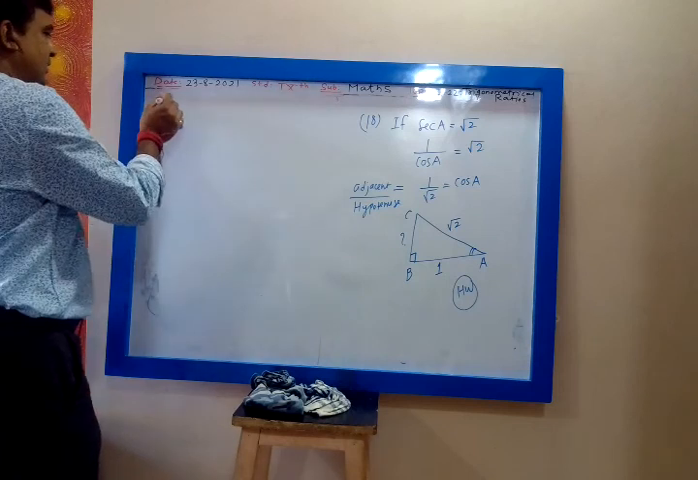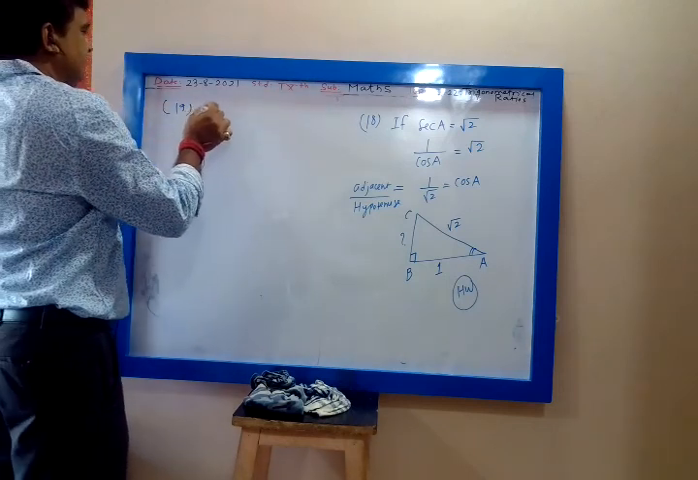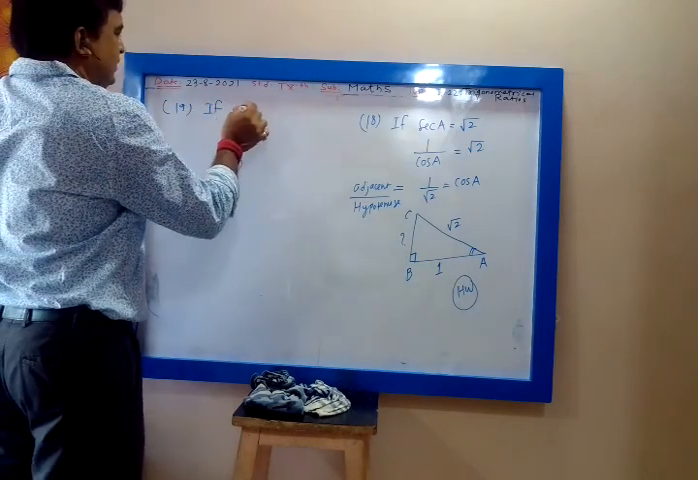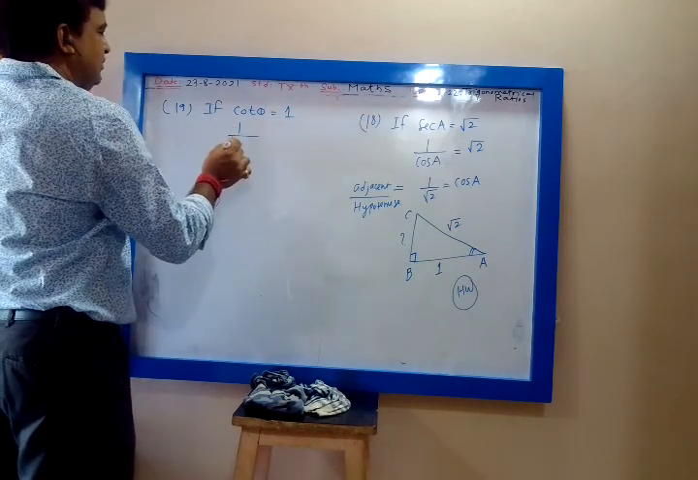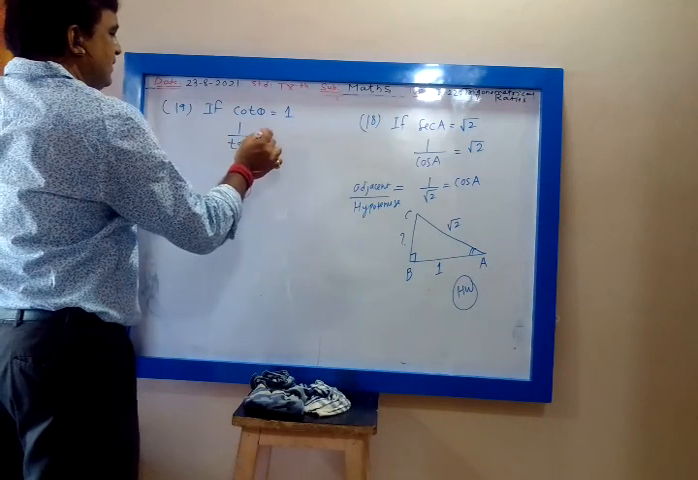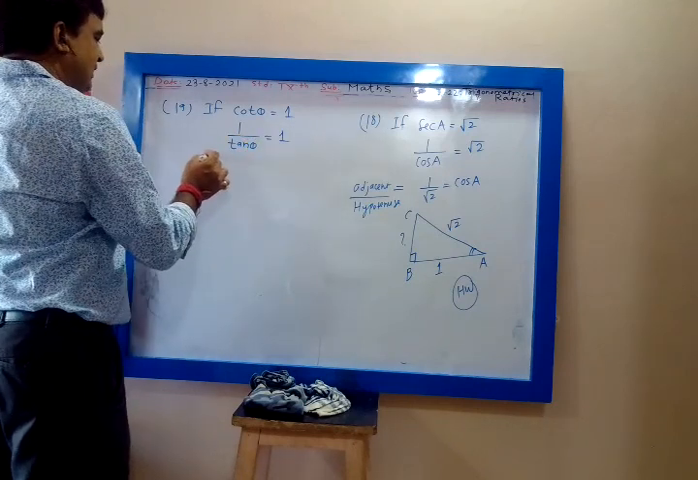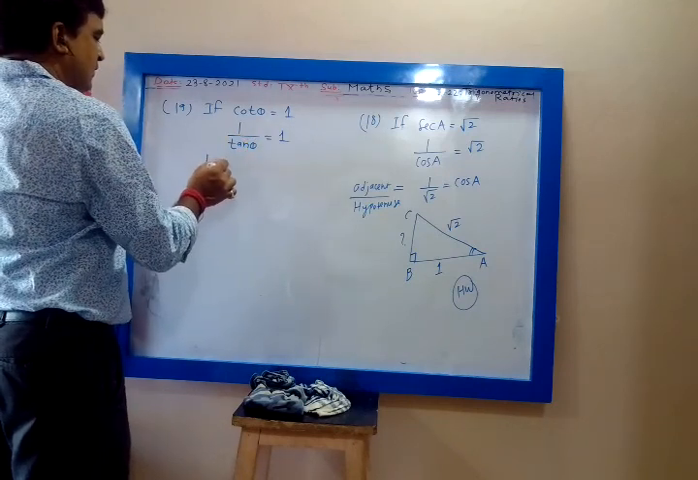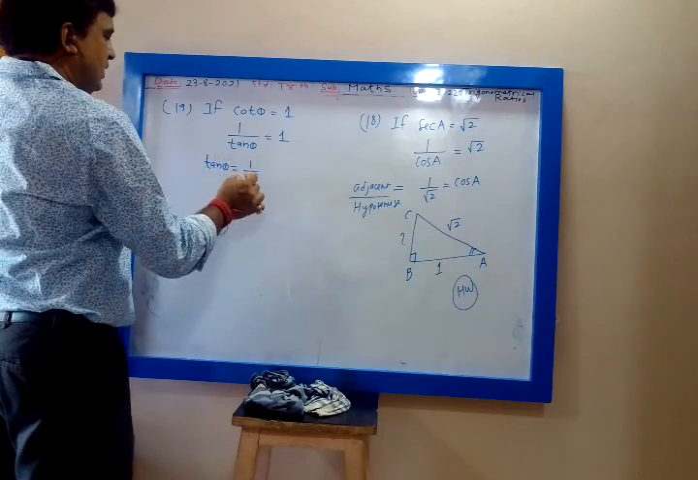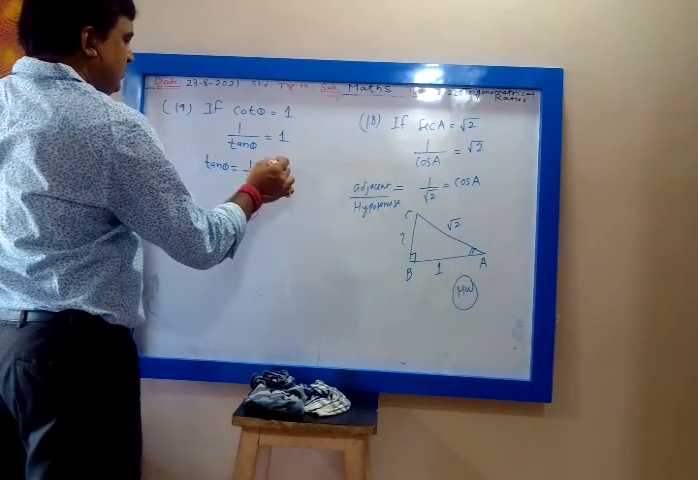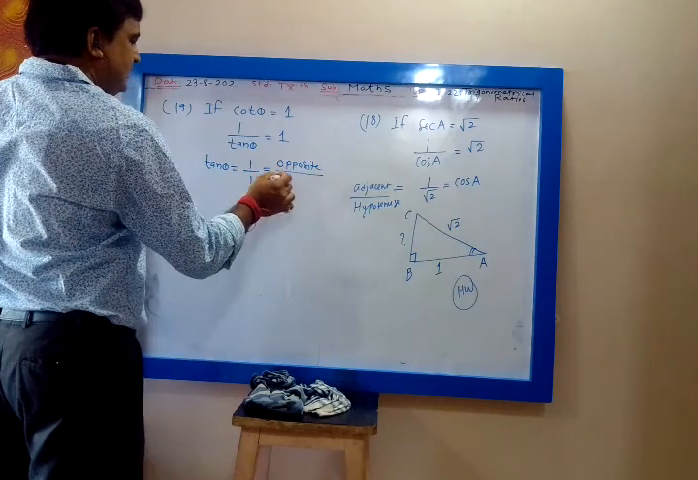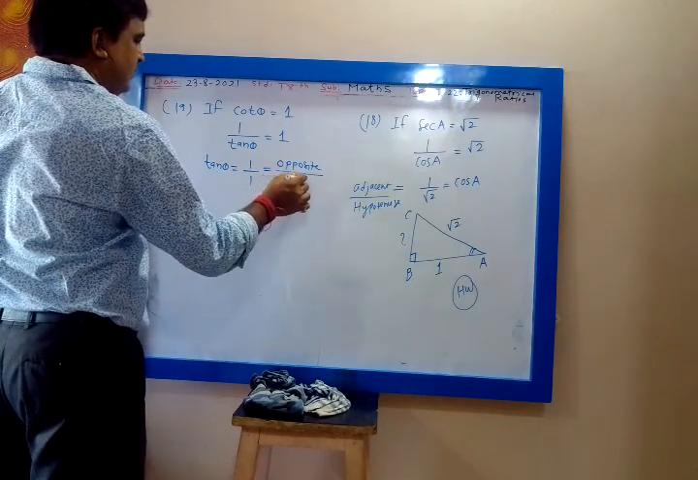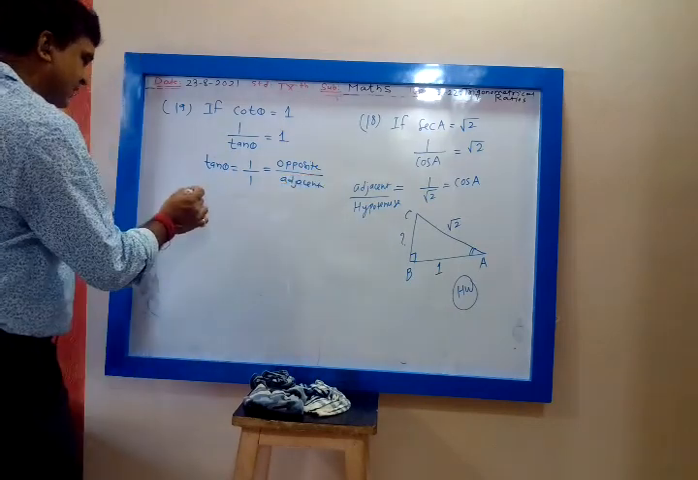19. If cot theta is 1. Okay. Cot theta is the reciprocal of tan theta. 1 upon tan theta is 1. So you will get tan theta is equal to 1 upon 1. 1 upon 1 means opposite upon adjacent. So my reference angle is theta.